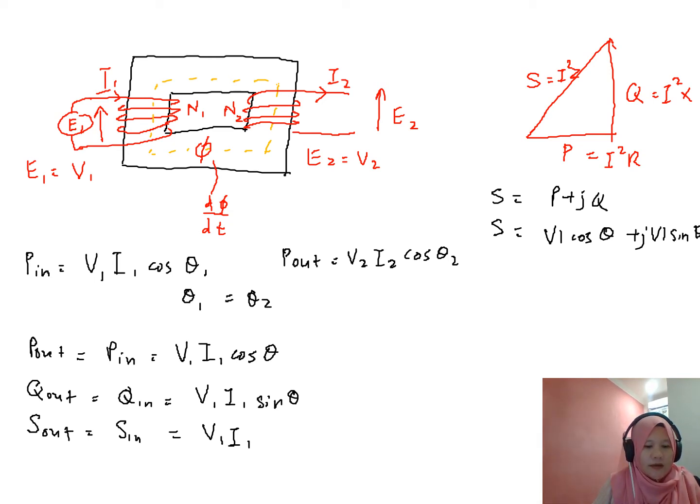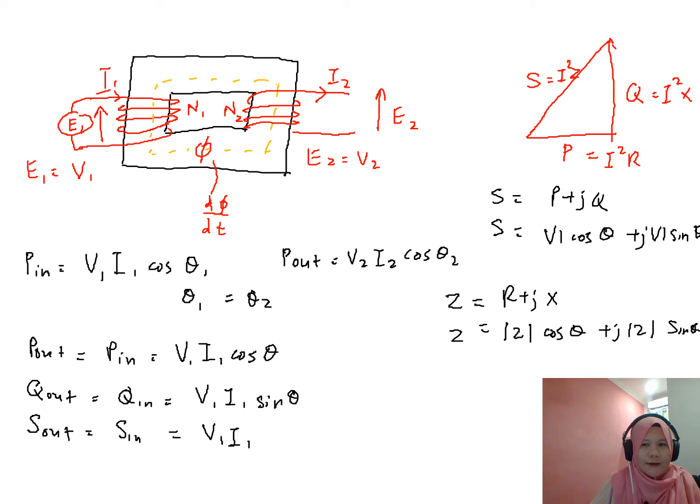Okay, and for the impedance, Z is equal to R plus jX, where R is the resistance and X is the reactance, and using the complex number, we obtain Z is equal to the magnitude of Z multiplied with cos theta plus j magnitude of Z multiplied with sin theta.